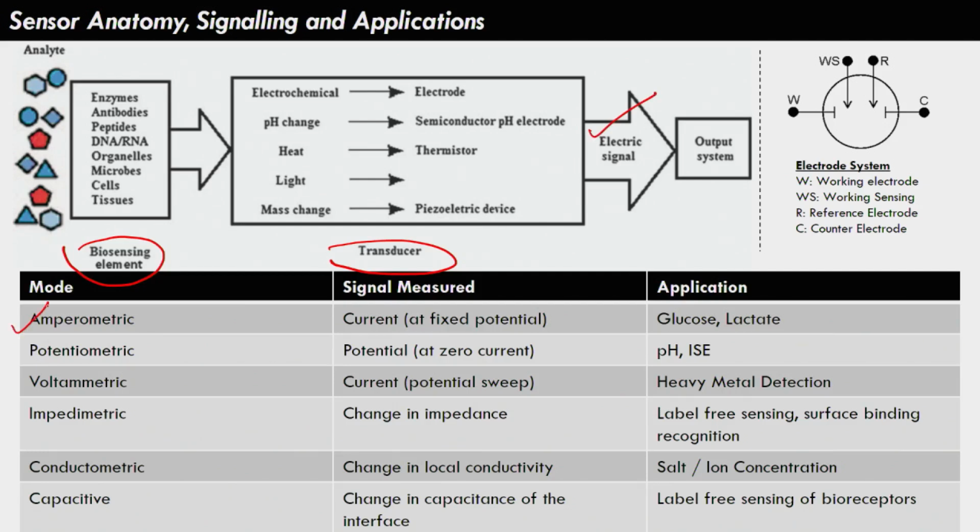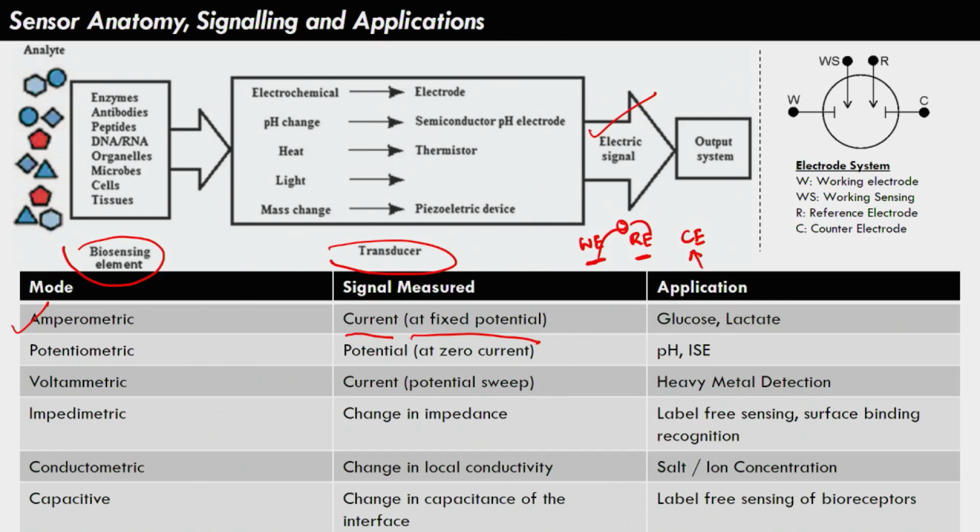The first method that we have seen up to now, let's say we are doing glucose detection, the signal to be measured is actually a current. We have 3 electrodes: the working electrode, reference electrode, and counter electrode. In amperometry, we apply a fixed potential between the working and the reference electrode, and we measure the current that is flowing through the counter electrode.